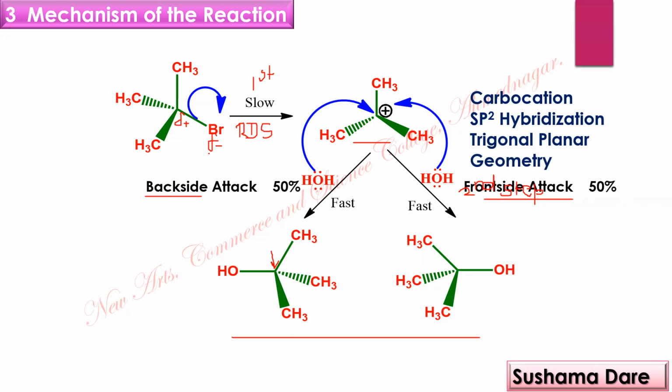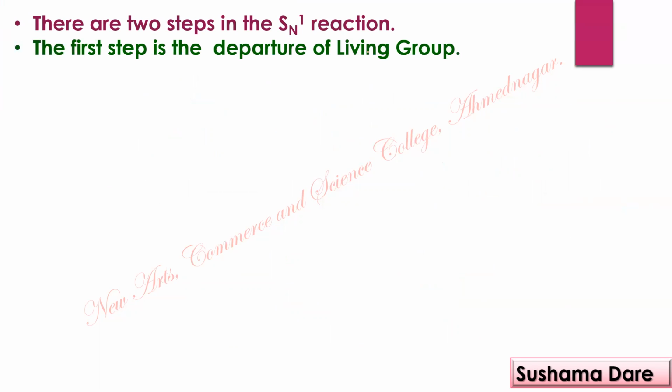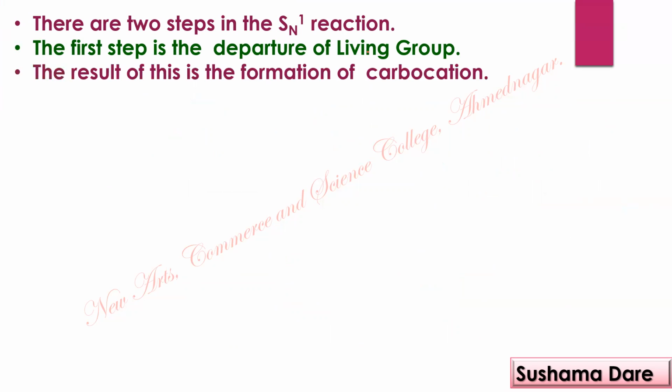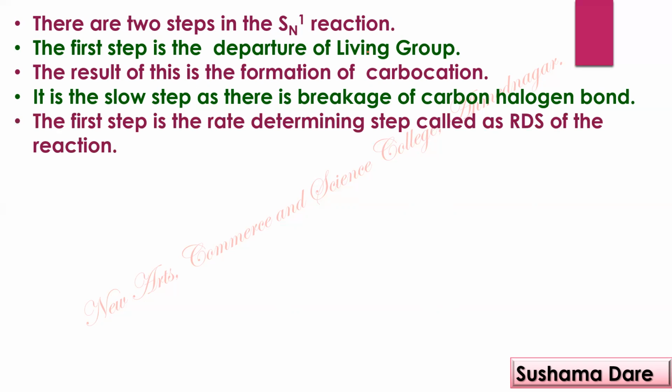The first step of the SN1 reaction is the rate determining step. Here there is a departure of the leaving group. So look at how many steps there are. There are two steps in the SN1 reaction. The first step is the departure of the leaving group. The result of this is the formation of a carbocation. And as I already explained, the bond breaking is the slow step because it is an endothermic reaction. Therefore, we call it a slow step, and the slow step is always the rate determining step. It is called the RDS of the reaction.